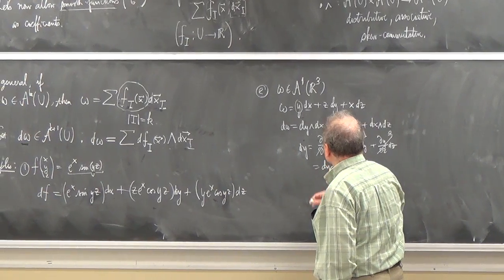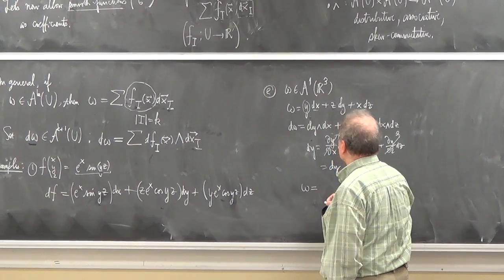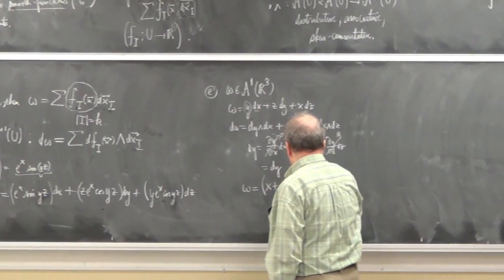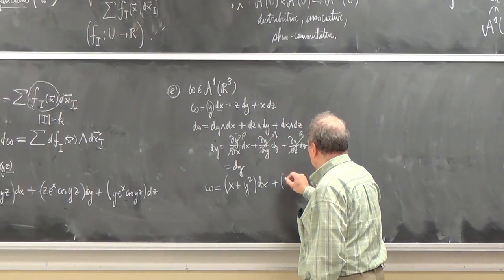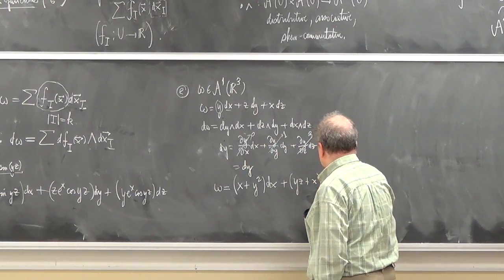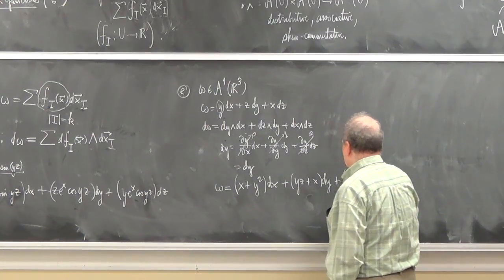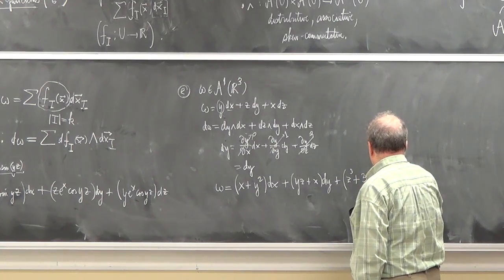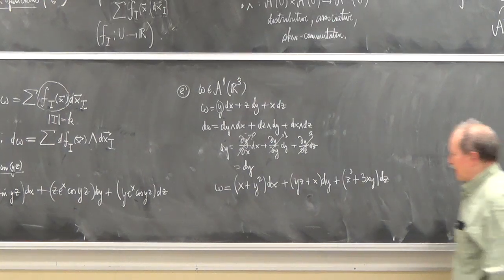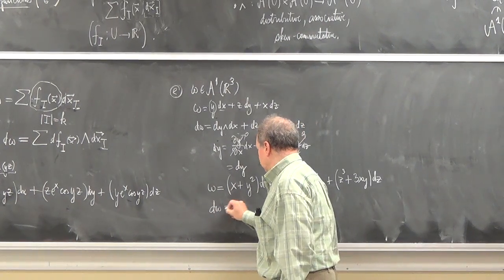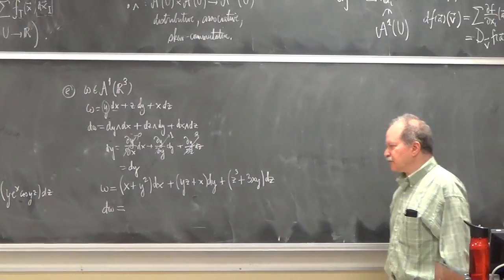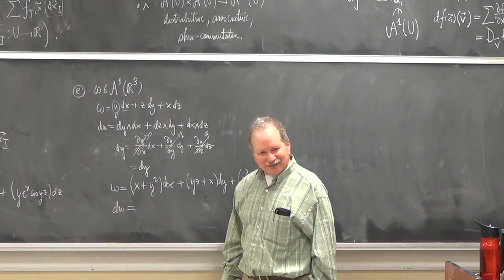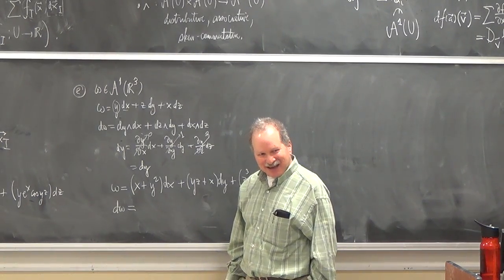All right, let me do a little more complicated one here. Suppose I took omega to be (x plus y squared) dx plus (yz plus x) dy plus (z cubed plus 3xy) dz. Now what's d of that? All right, Jonathan, I'm going to make you do it.